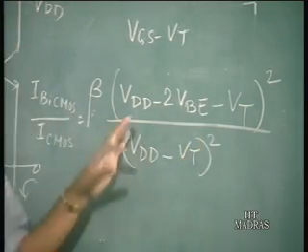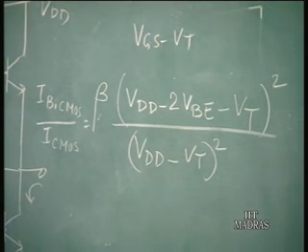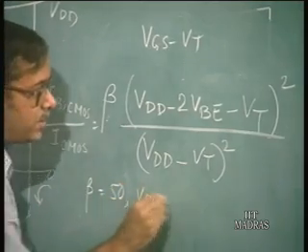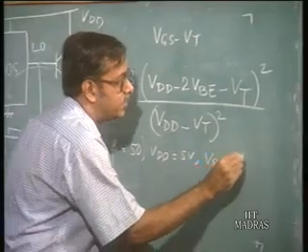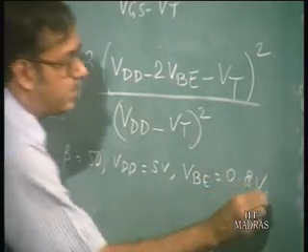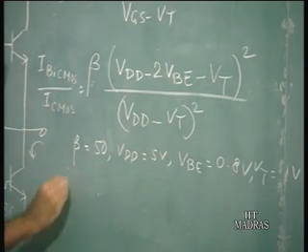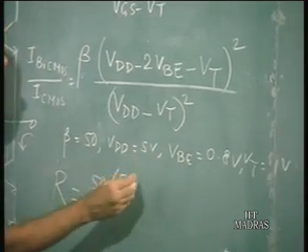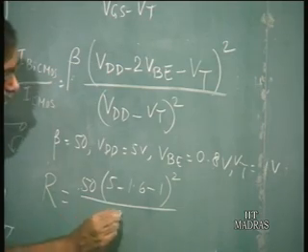In a CMOS, the entire voltage is dropped across the transistor, there is no 2 VBE drop. Now, if you look at a 5 volt power supply and say suppose beta is 50, VDD is 5 volts, say VBE is 0.8 volts, this is usually on the higher side, but for smaller devices you usually have that, and say VT is equal to 1 volt. So, this ratio R, let us say, will be equal to 50 into (5 minus 1.6 minus 1) squared divided by (5 minus 1) squared.